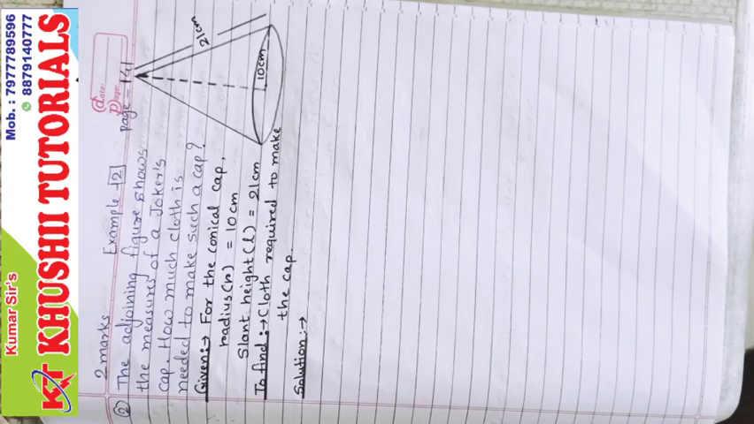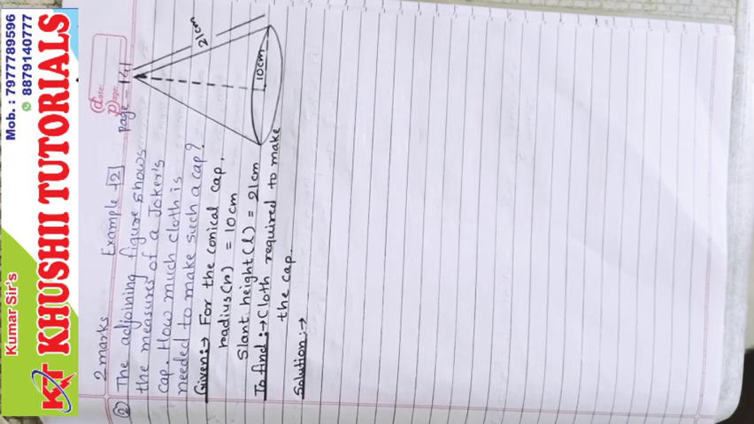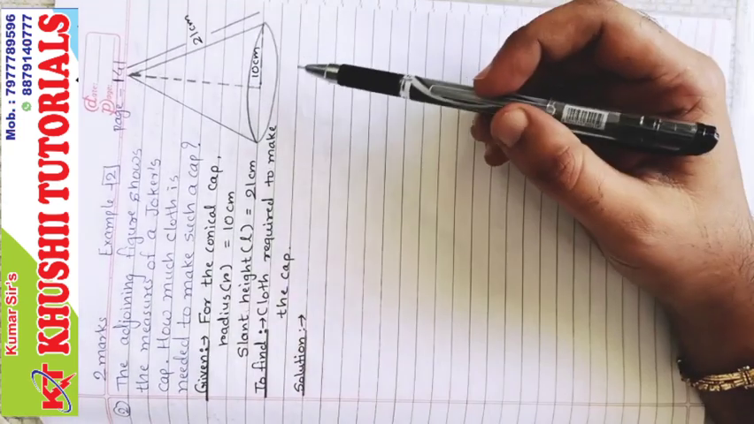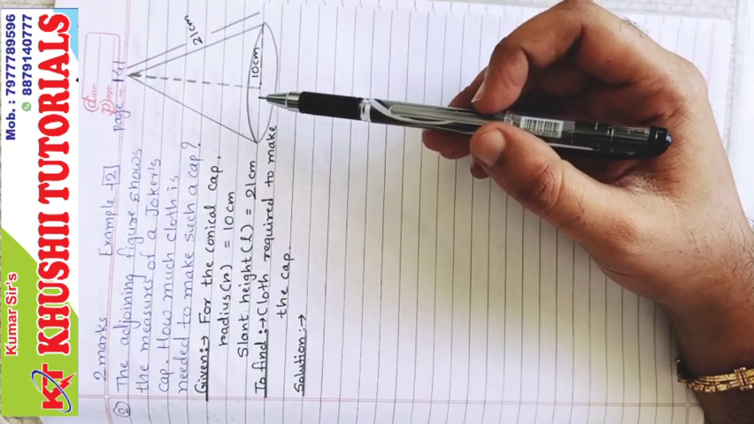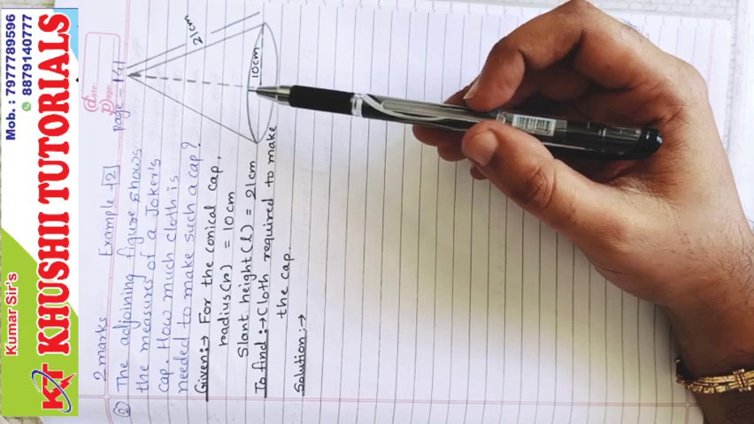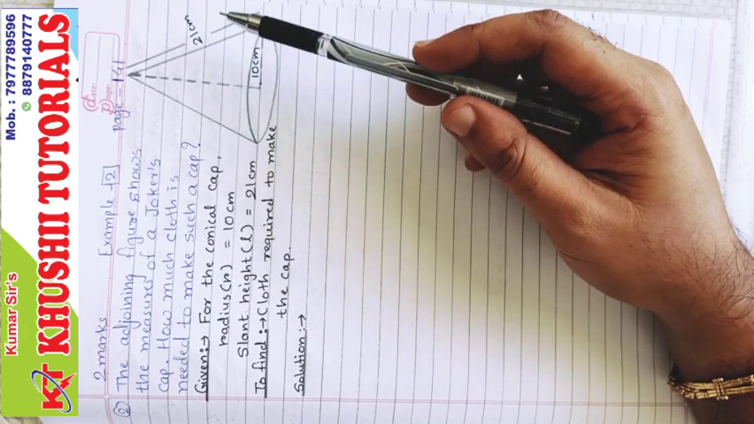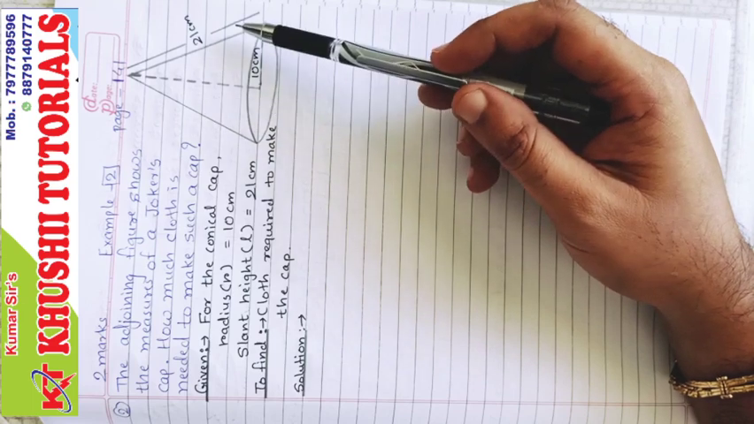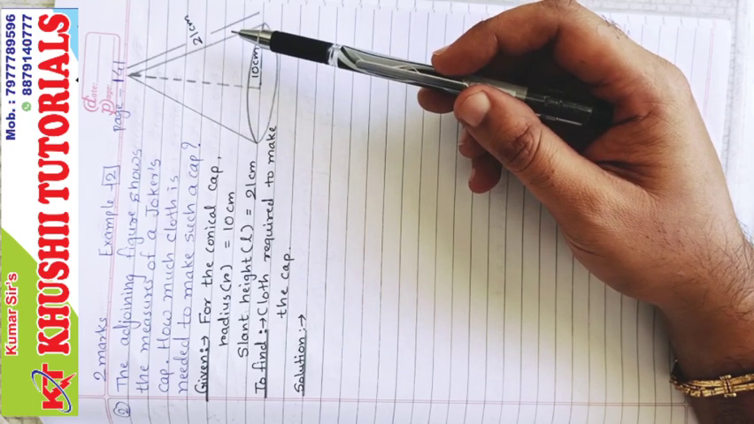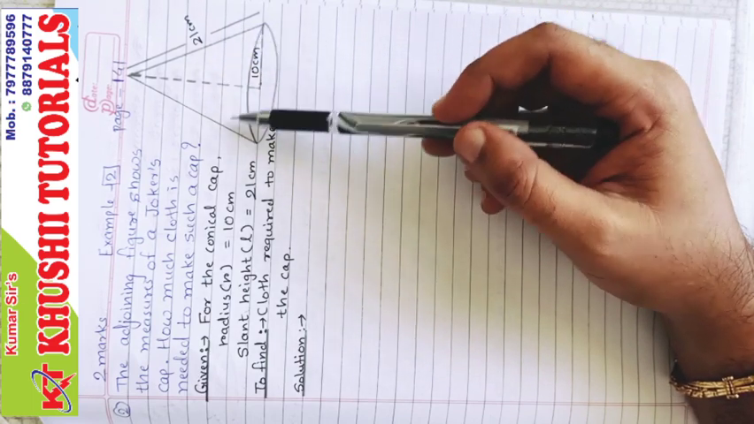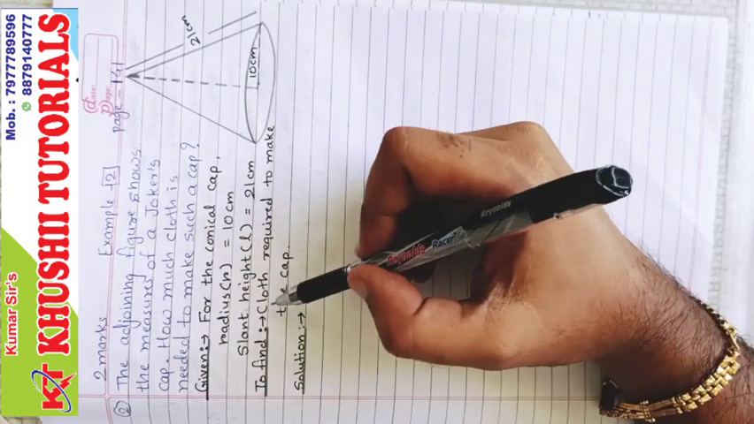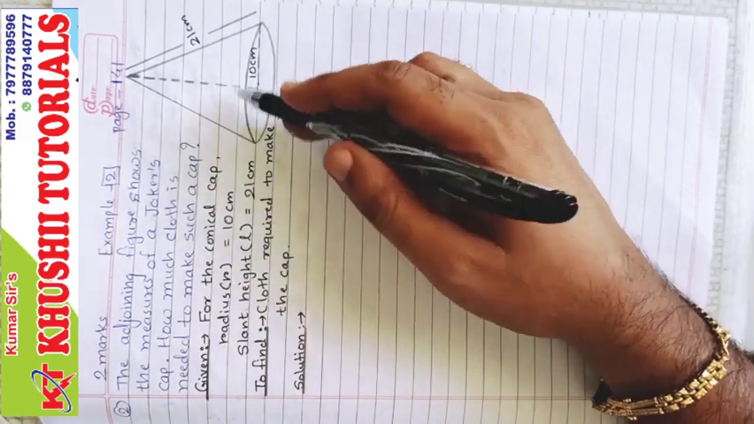One more simple solved example which is also of 2 marks. The adjoining figure measures of a joker's cap is given. How much cloth is needed? Now cloth, to make a cap, only the curved surface area is required. To make a cap or even a tent, curved surface area is required. So here the cloth required to make a cap equal to curved surface area.